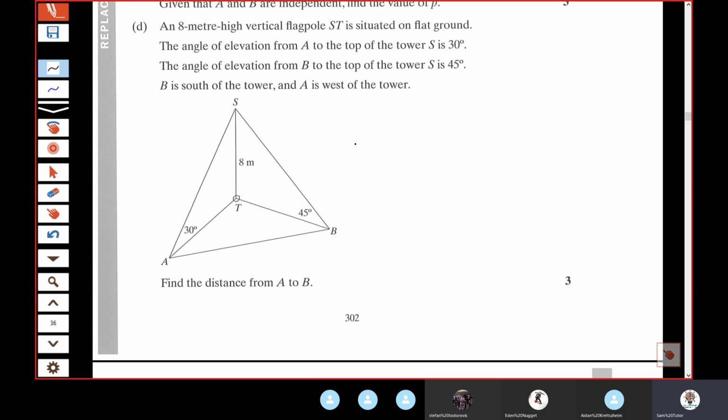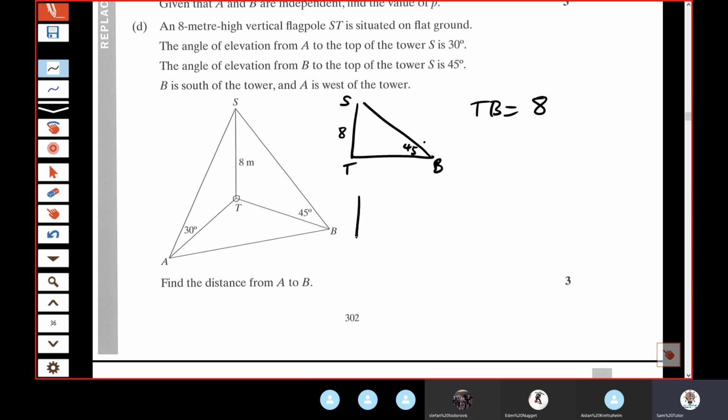S, T, B, 45, 8. You first find TB. What was TB equal to? What did you guys get it as? 8 on tan 45, which is just 8. Yeah.